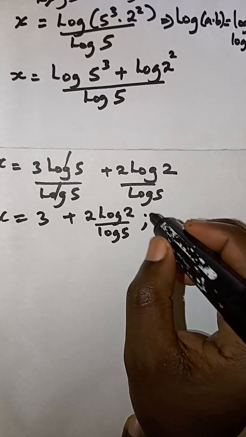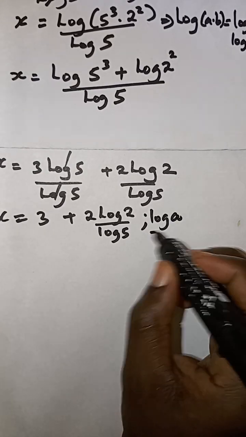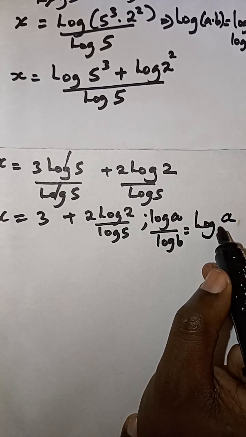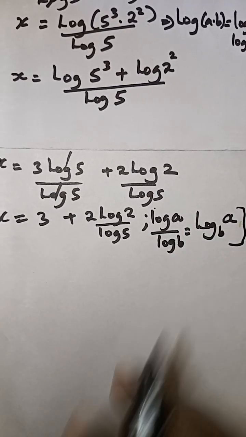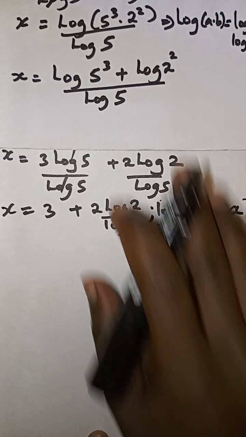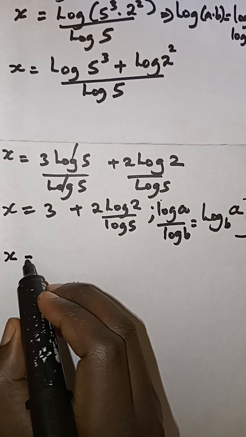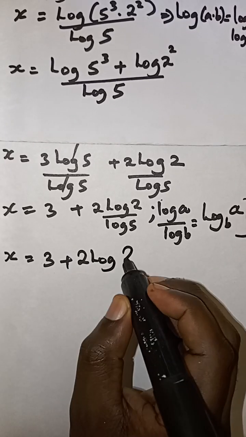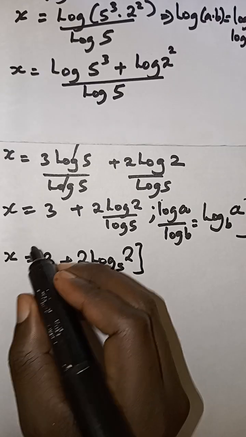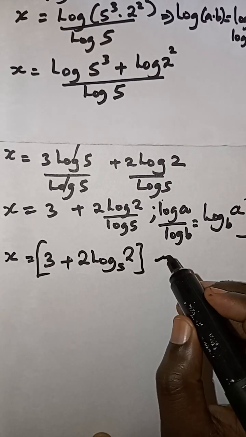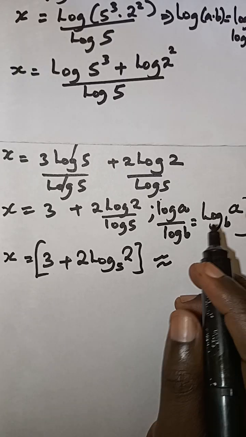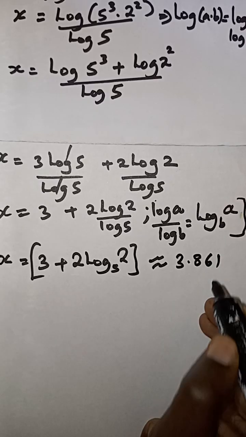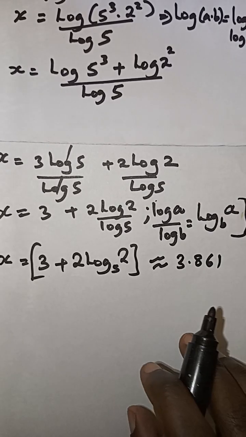And you need to recall that wherever you have a number written as the log of a divided by the log of b, this can be written under a single log as log a to the base b. So applying this relationship here, I end up with the value of x being equal to 3 plus 2 log of 2 base 5. This can be computed using your scientific calculator, and it is approximately equal to 3.861 for our value of x.